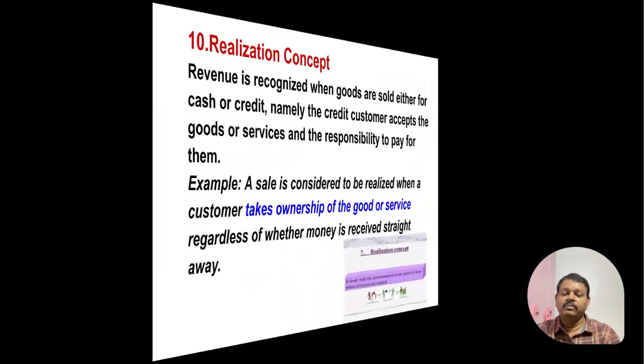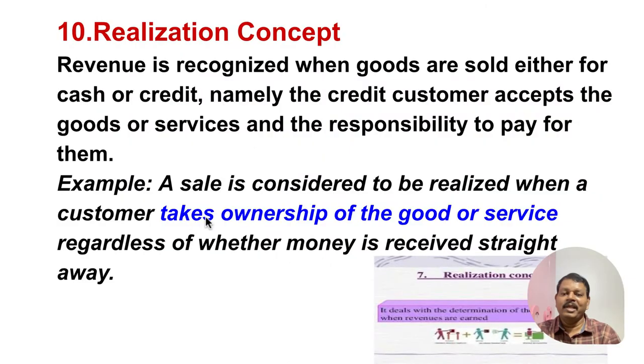Realization concept. Revenue is considered when goods are sold, either for cash or credit, namely, when the credit customer accepts the goods or service and the responsibility to pay for them. For example, a sale is considered to be realized when a customer takes ownership of the goods or service, regardless of whether money is received straight away.